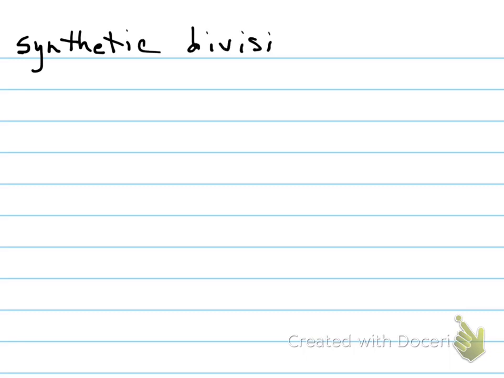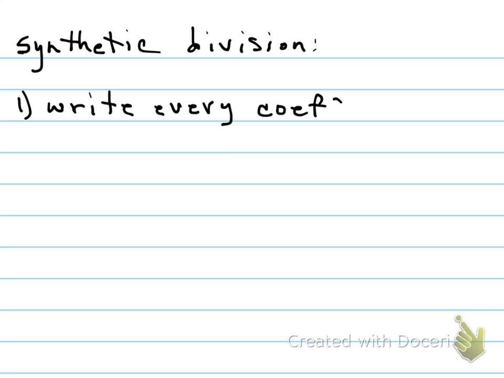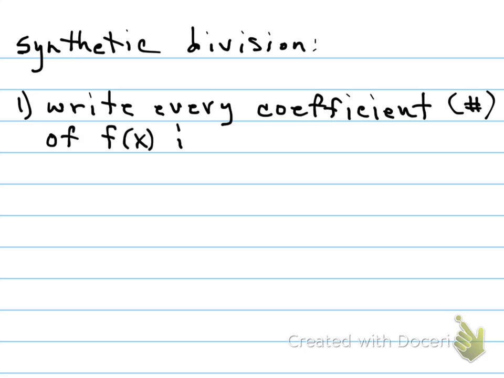Easy, easy, easy. First step. Write every coefficient. What does a coefficient mean when you're talking about a term? The coefficient is which part of the term? The number part. Good. And it must include its what? Sign. Okay, don't forget the signs. Write every coefficient of f of x in a row.